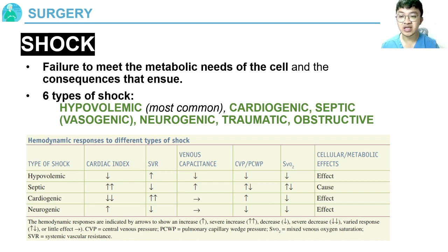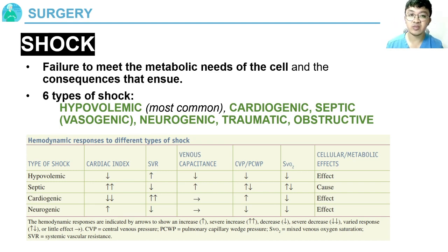But the SVR is actually decreased, the resistance is decreased because again of the toxins. So it's caused by the toxins. And the capacitance is basically, again, as we said, opposite of that, actually increases. For cardiogenic shock, the problem there is in the heart, it's cardiogenic, so cardiac index is decreased.